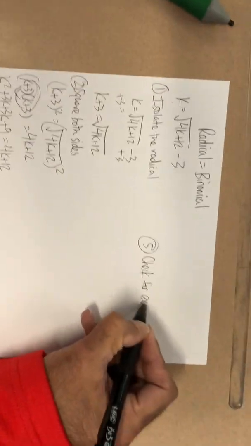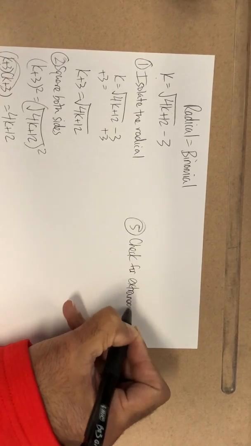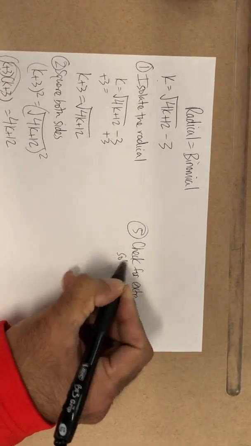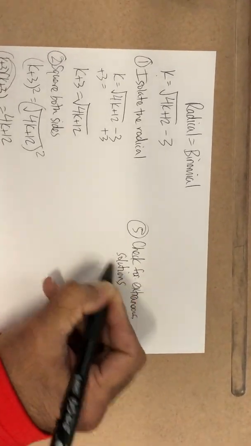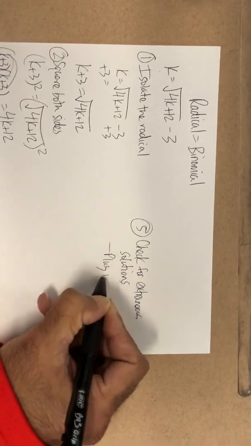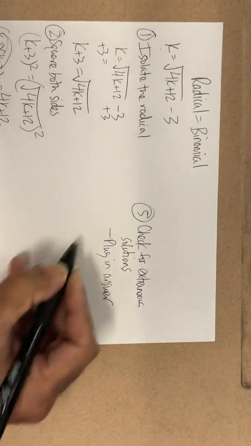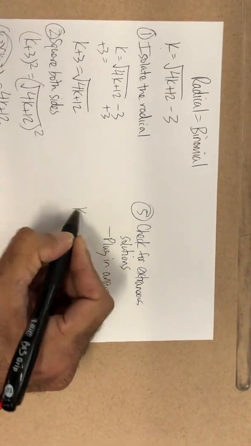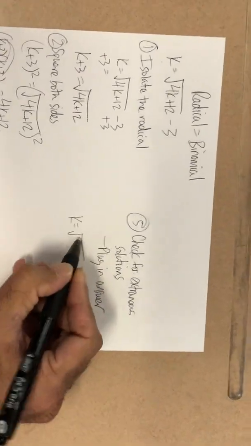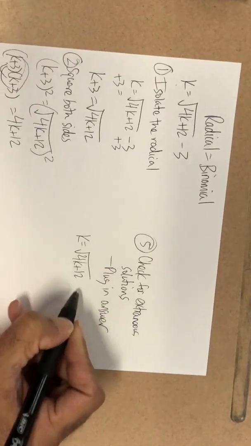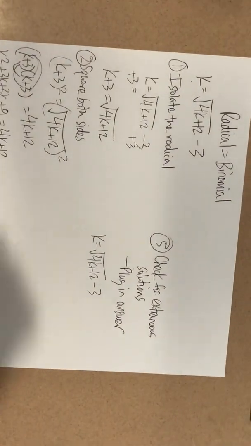Now our last step is we have to check for extraneous solutions. And that means we have to plug in the answer. And our original problem was k equals the square root of 4k plus 12, minus 3. So we'll plug in the 1.